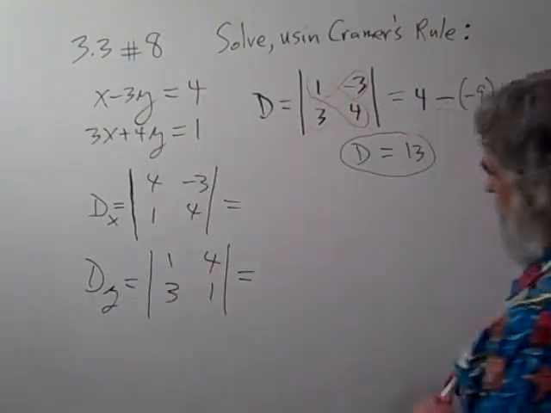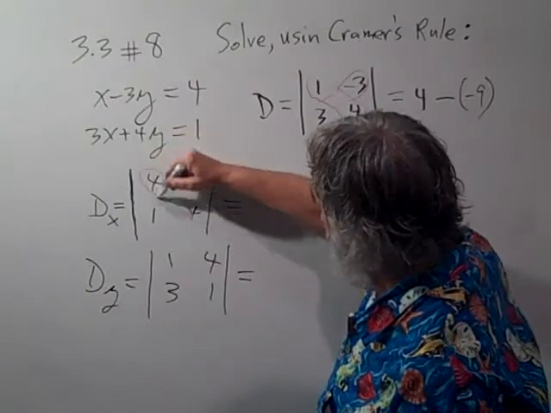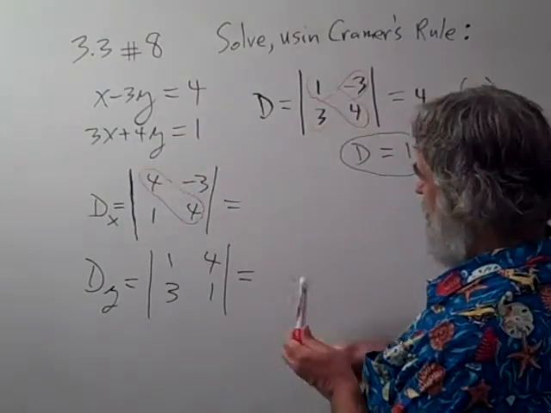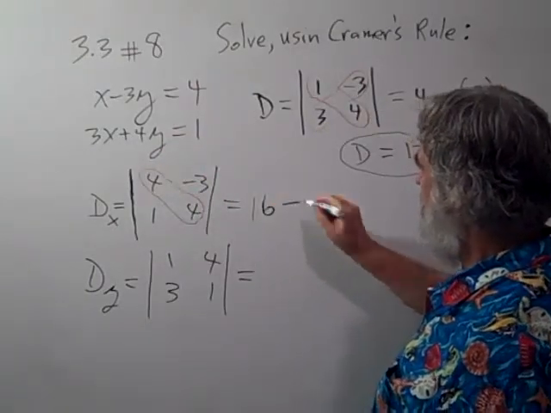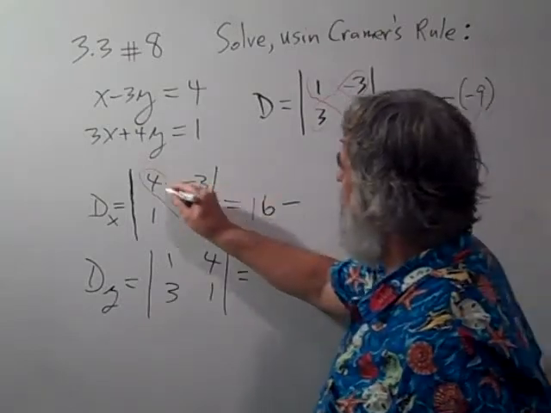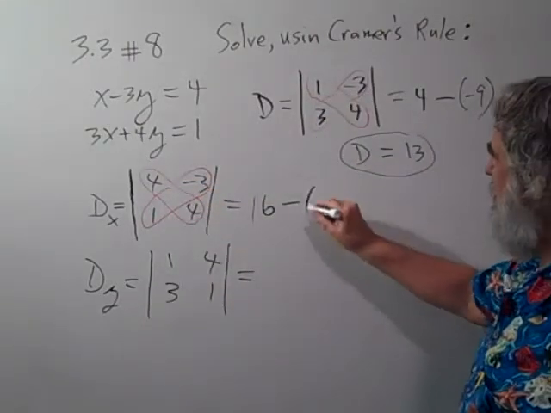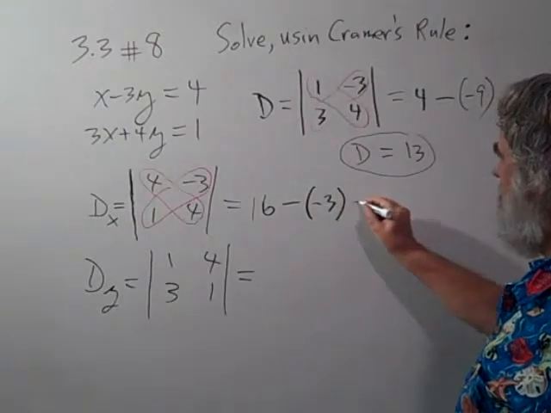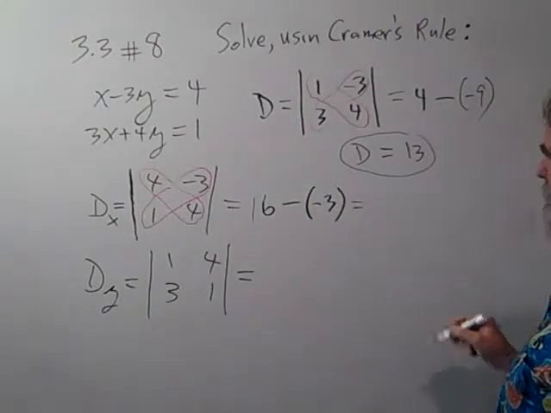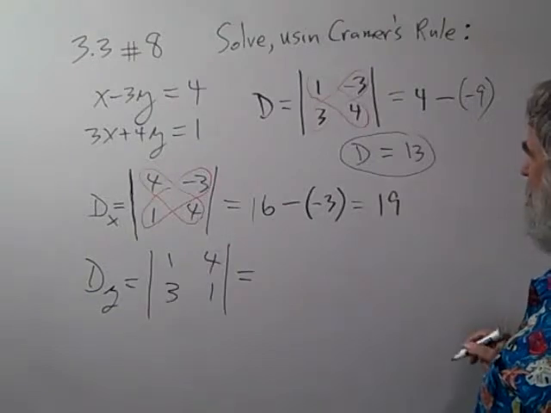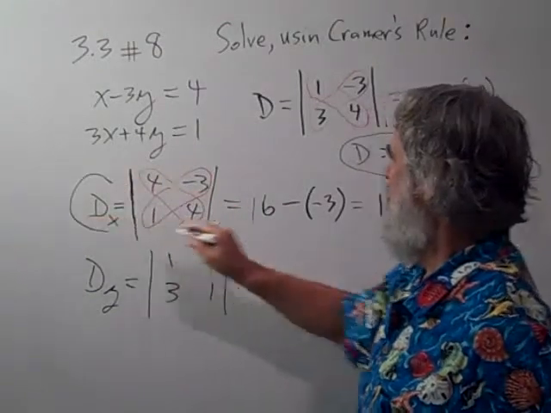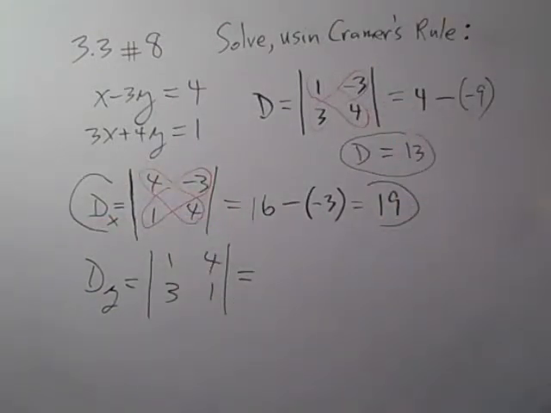So computing these two determinants, for this one we have 4 times 4 is 16. And minus 1 times negative 3 is negative 3. So we're subtracting a negative 3, which is really adding 3. So 16 plus 3 is 19. So D sub x is equal to 19.